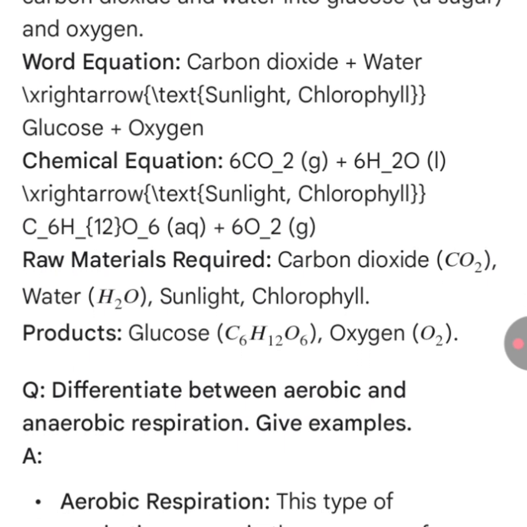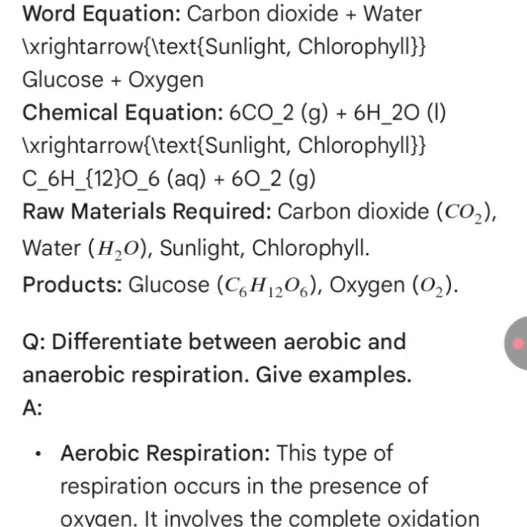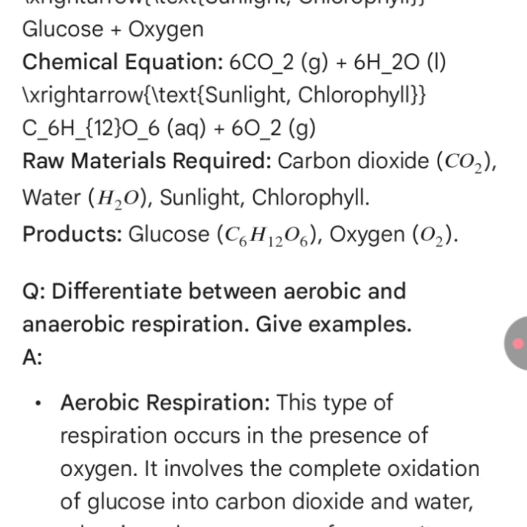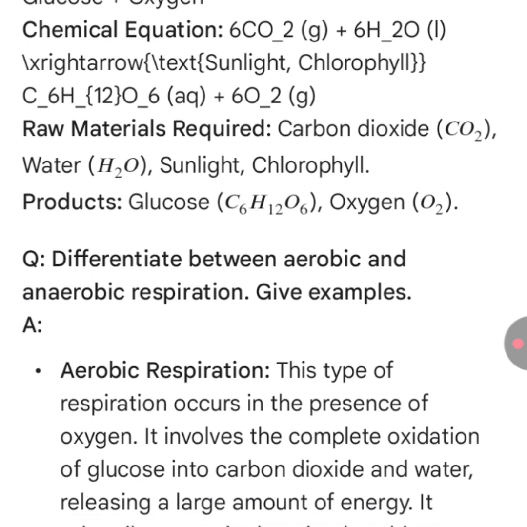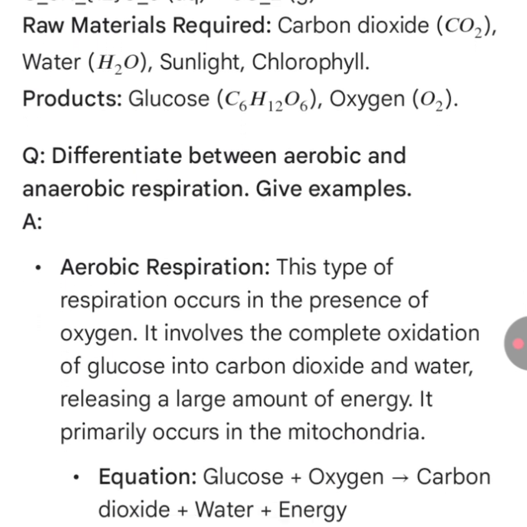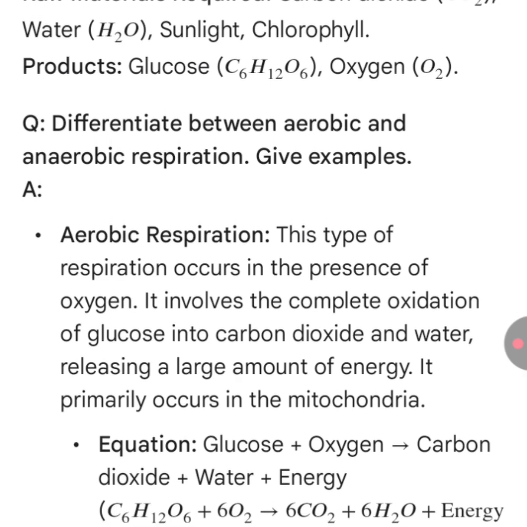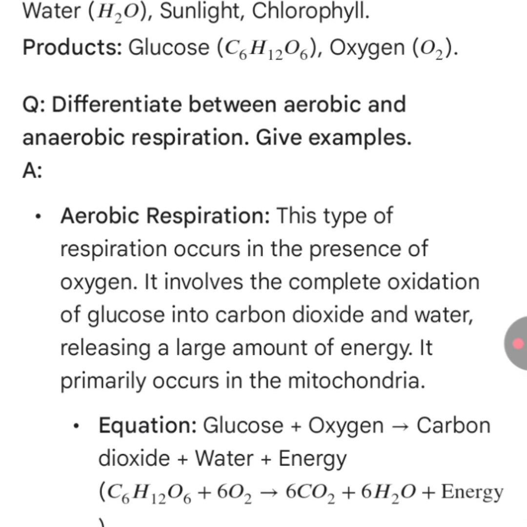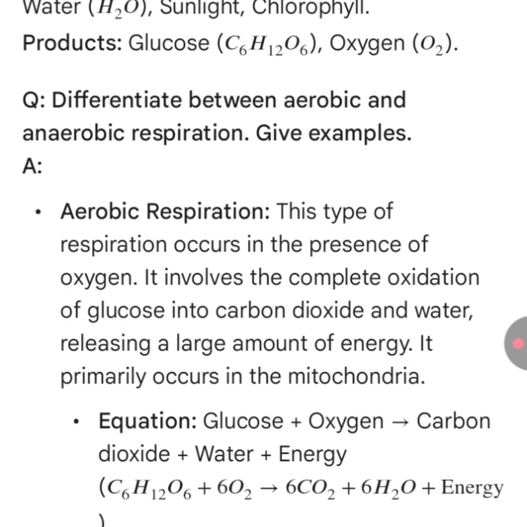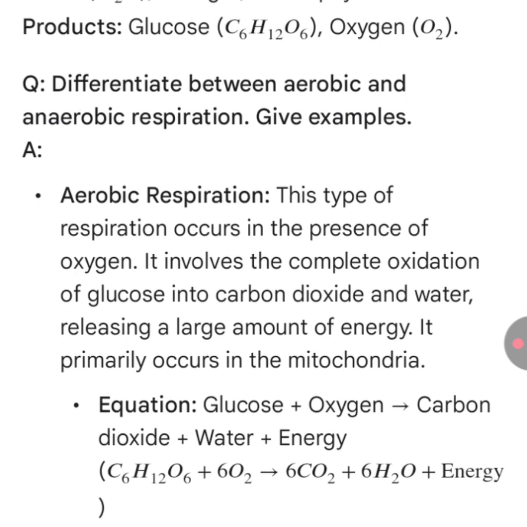Word equation. Carbon dioxide plus water, in sunlight and chlorophyll, gives glucose plus oxygen. Chemical equation. 6CO2(g) + 6H2O(l) → C6H12O6(aq) + 6O2(g) in sunlight and chlorophyll. Raw materials required. Carbon dioxide, CO2. Water, H2O. Sunlight, chlorophyll. Products. Glucose, C6H12O6. Oxygen, O2.